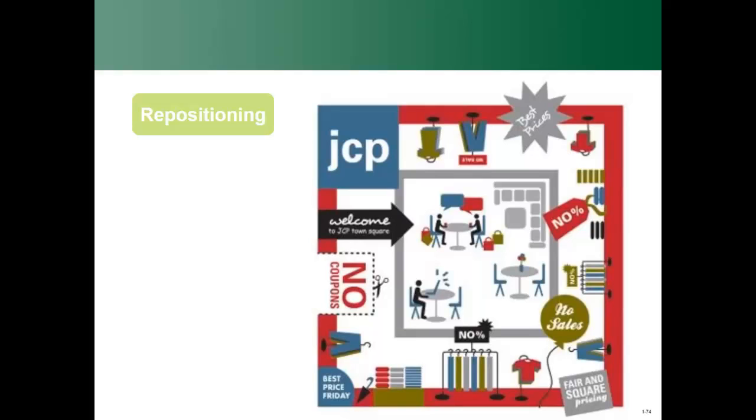JCPenney is an example of a failed repositioning. JCPenney was, at the time, a very price-focused, price-positioned brand. And they said, we don't want to be that anymore. We still want to have good deals, but we don't want to be known as this deep discount. You can use 1,000 coupons. We just want it to be a little more simple.